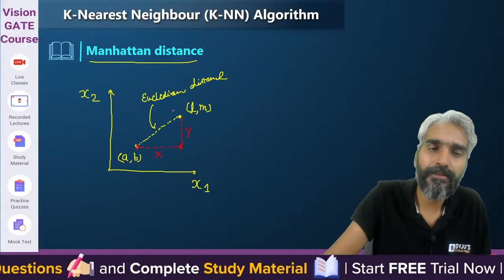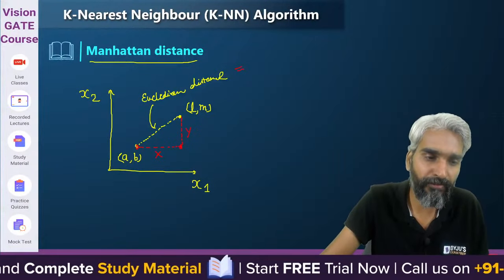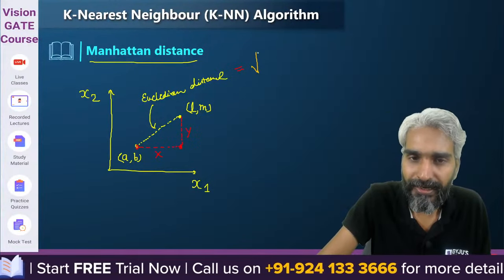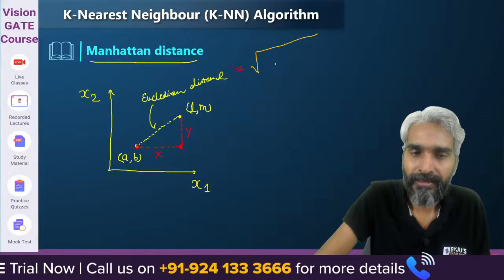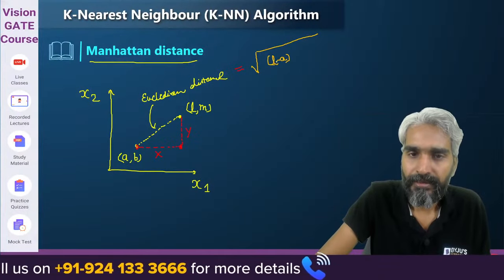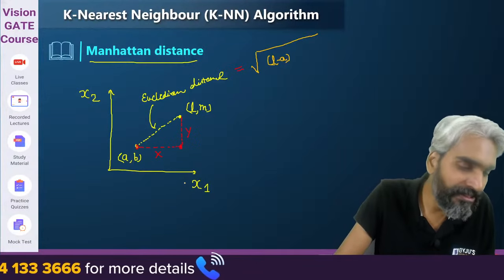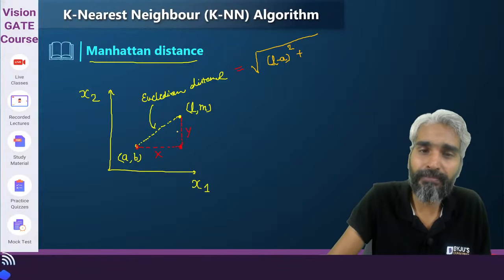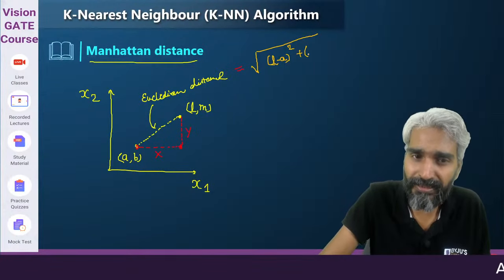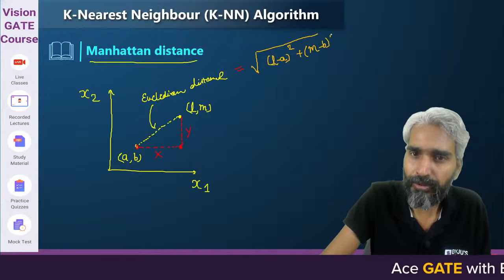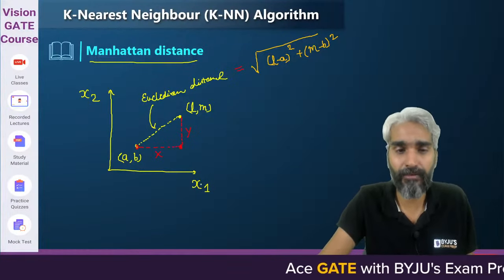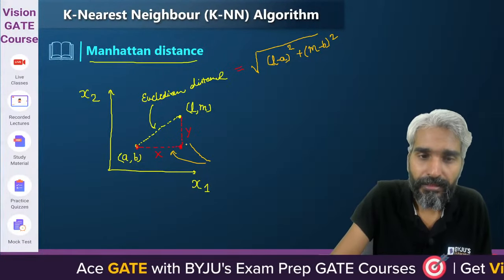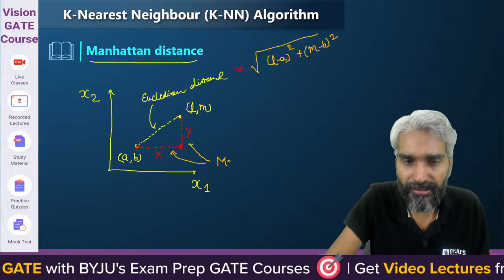So what is the Euclidean distance? We already know the formula for Euclidean distance. Let me write it in the same example: the square root of (L minus a) squared, the displacement in the x1 dimension and its square, plus (m minus b) squared, the displacement in the x2 dimension. The summation of all the displacements, and then the square root. If I talk about Manhattan distance, then how do we denote the Manhattan distance?